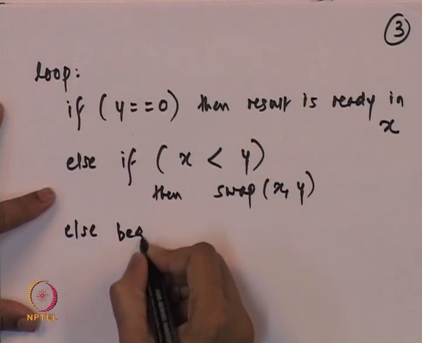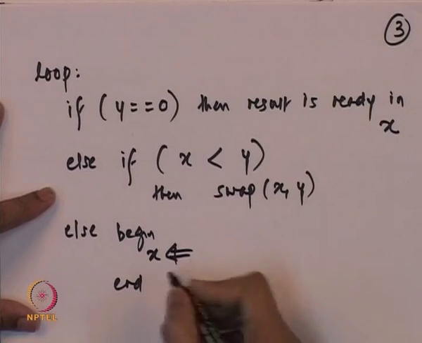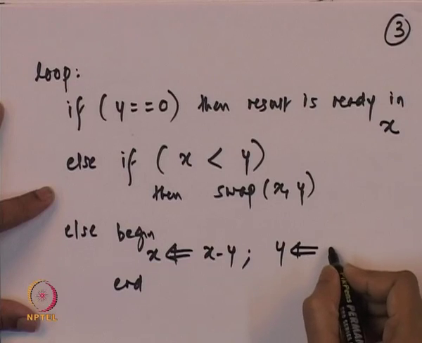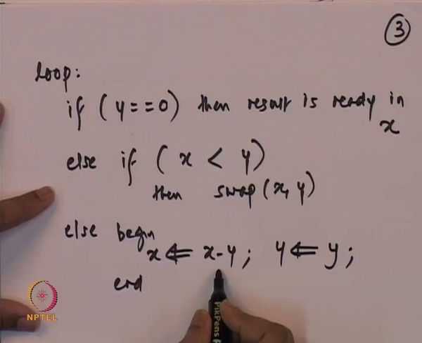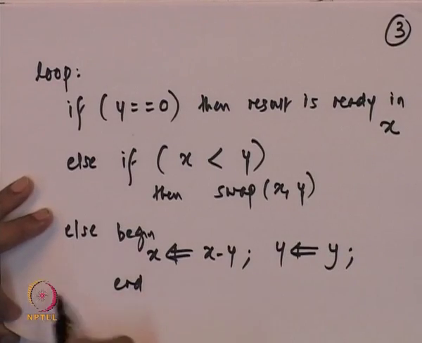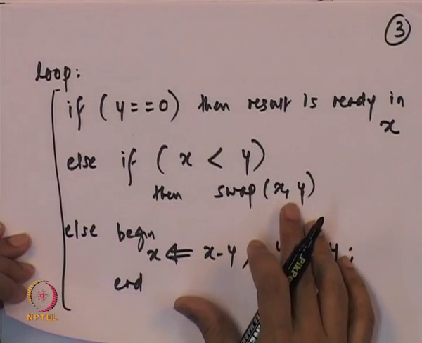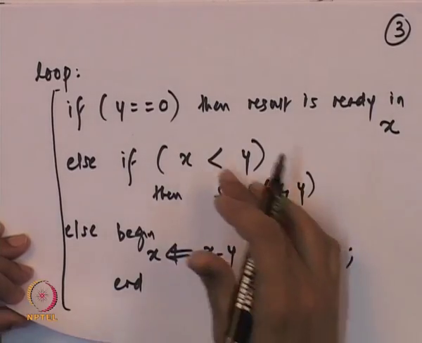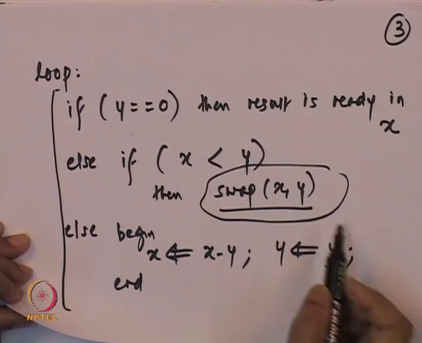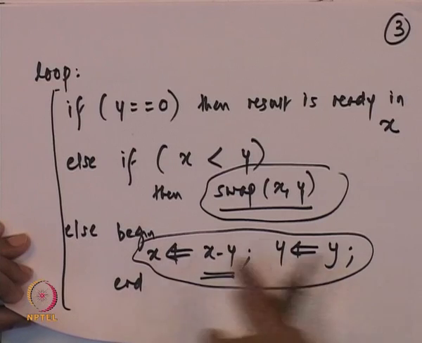Else we do the subtract operation. The subtract operation loads x, the storage location of x, with x minus y, the result of the subtraction, and y is not updated, it remains as it is. So, this is the subtract operation. This is where we swap, and we keep on doing this in a loop. Don't think of it as a C program, a sequential program. It is a description using if and else, involving condition checks and operations like swap x and y, subtraction, and loading certain variables with appropriate results.